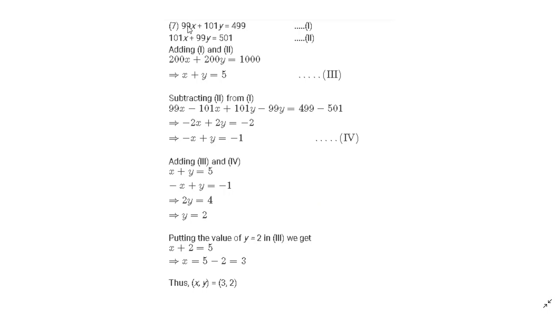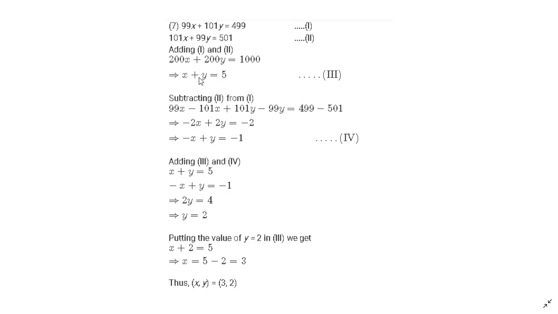Example number 7 is 99x plus 101y is equal to 499, and 101x plus 99y is equal to 501. When these types of examples come in where there are relatively large numbers, we can observe them carefully and use a simple trick. We can add them and subtract them both simultaneously, so that we can get simpler equations.